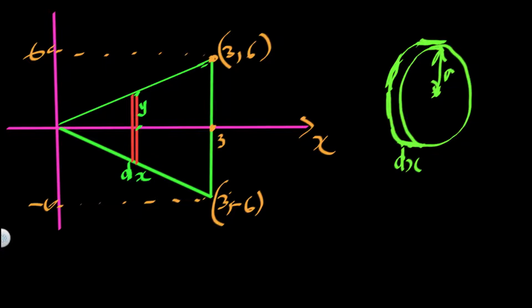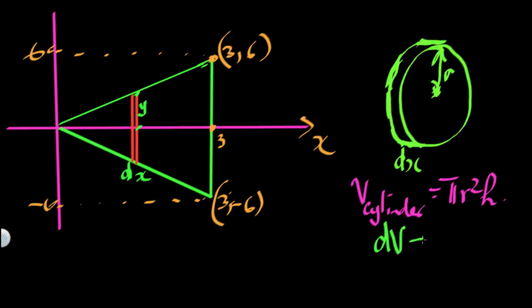It is actually a cylinder. This is something cylindrical. So if we're going to find the volume of this cylinder, the volume of a cylinder is pi r squared h, where r is the radius and h is the height of that cylinder. In this case, it is actually the thickness. So in our case, this small volume, I'm going to call it dV.